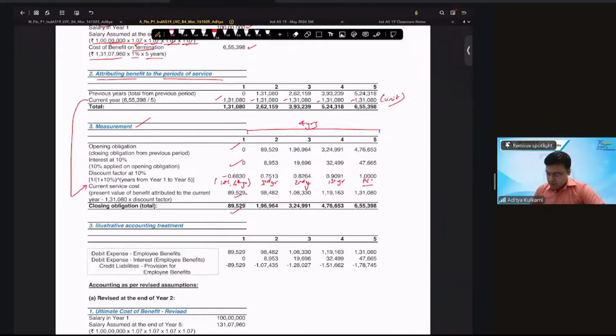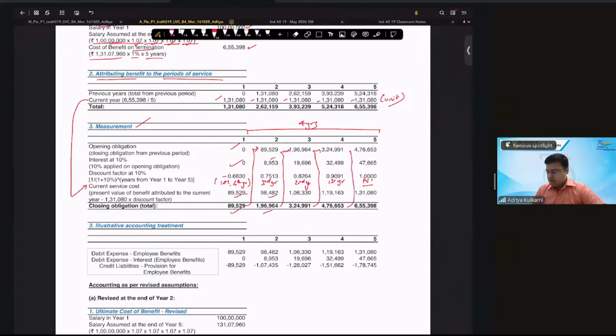This becomes your opening obligation. Interest on that at 10%, 8,953. 3rd year's discounting rate 0.7513. Discounting rate applicable for year 2 will be discounted by number of years being 3 because payment will happen at the end of the 3rd year. So 1,31,000 into 0.7513, 98,482. 1,96,964. Again, this becomes opening, so on and so forth.